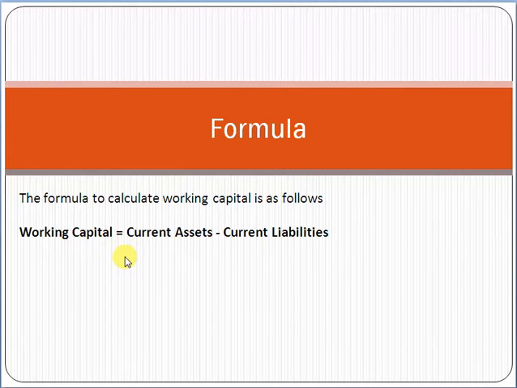Remember one thing, always remember: working capital means the amount which you can invest, and to calculate the working capital you always use current assets minus current liabilities. You have to use this formula to calculate the working capital.